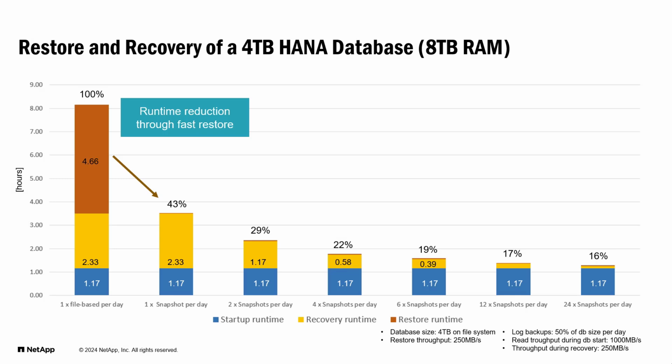Now let's see how optimized backup operation influence the runtime of a restore and recovery process. The graph shows a comparison of the runtime for a restore and recovery operation using a HANA system with 8 terabyte RAM, which is around 4 terabyte database size on the file system. The bar on the left side shows a restore and recovery operation using a file-based backup. The other bars show the runtime with different frequencies of snapshot backup operations.